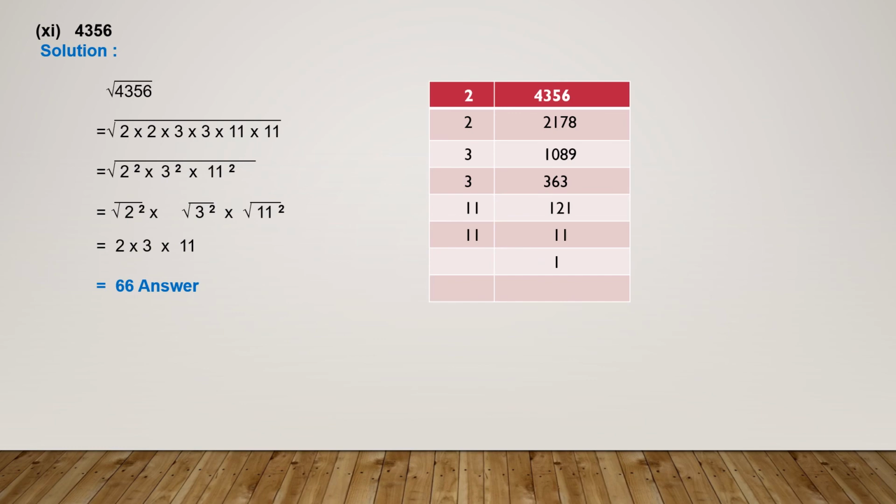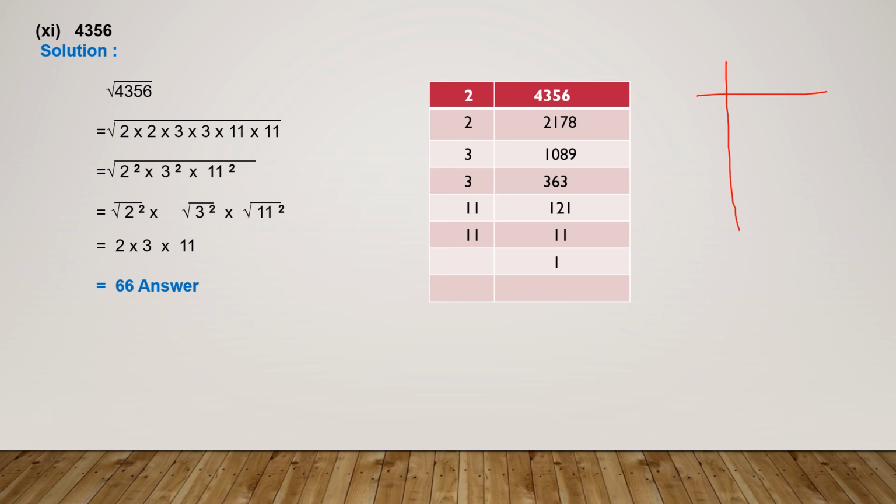Part number 11 is 4356. And what is the question? The question is to find the square root by the prime factorization method. So what is the prime factorization method? That we will find prime factors of 4356. How will we find the prime factors of this number?